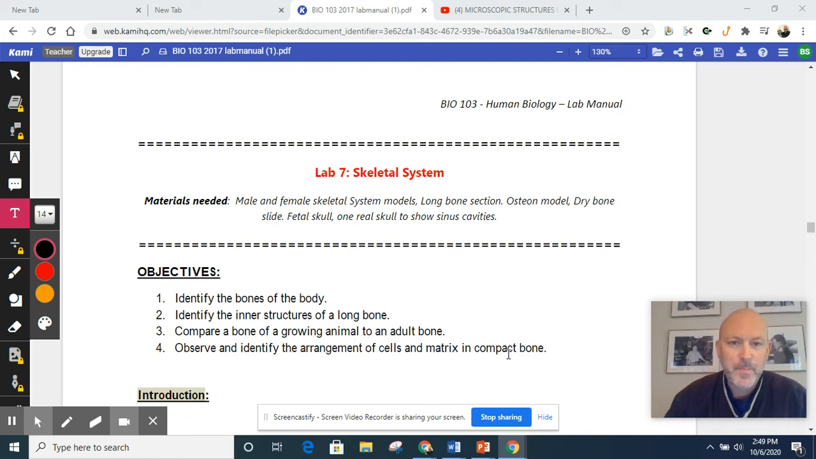All right, welcome back, Lab 7. We're going to be looking at today. Lab 7 covers the skeletal system.